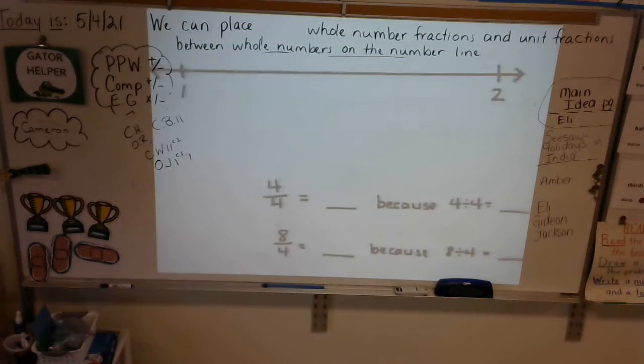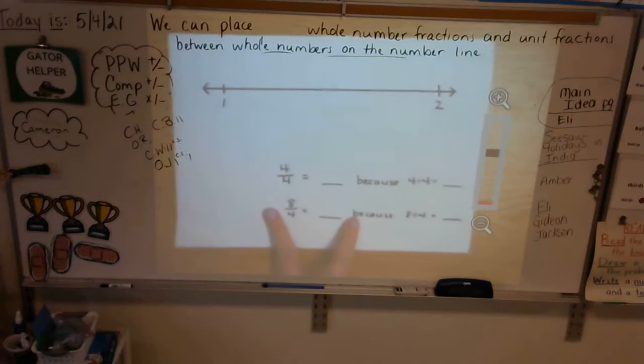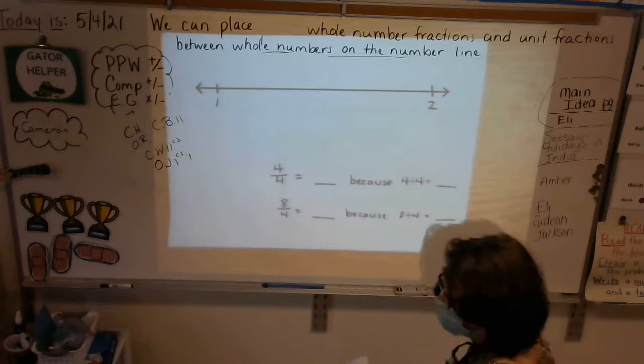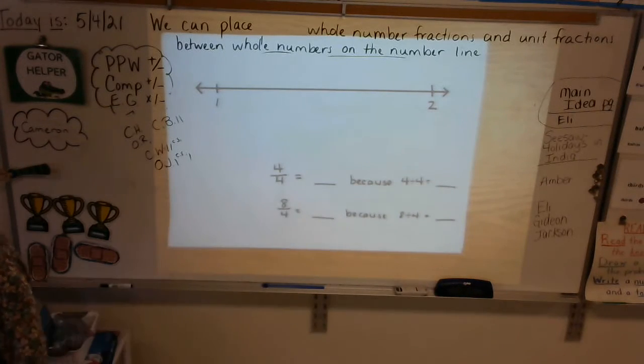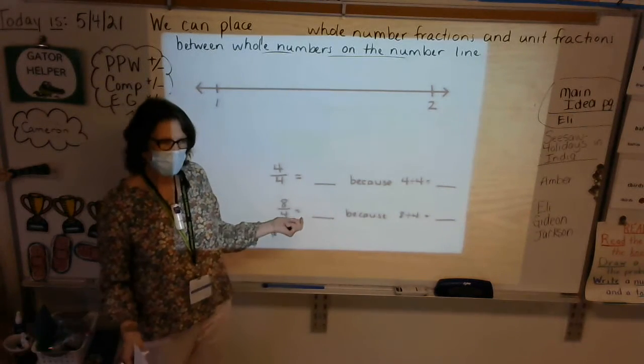So here's our first sheet, boys and girls. So we're going to look at our number line. And we're going to start with some simple questions so we understand our number line. What are the endpoints of our number line? I would like everybody to put their hands on their desk so I can see them. Thank you so much. Okay, what are my endpoints?